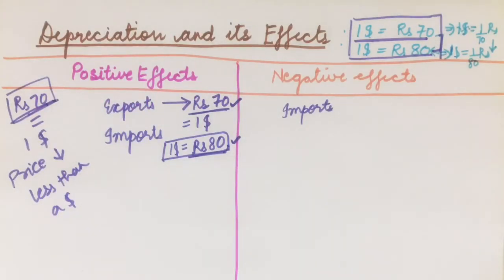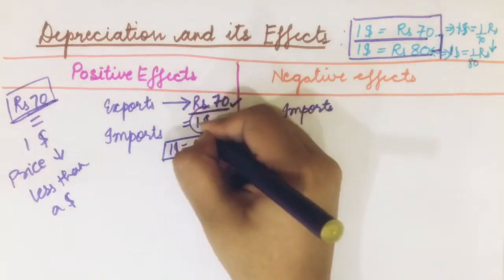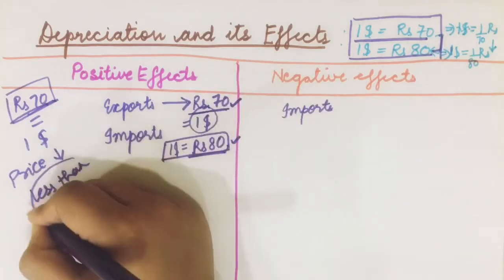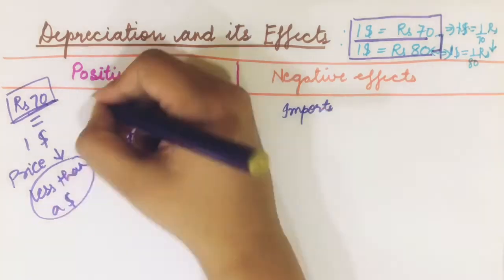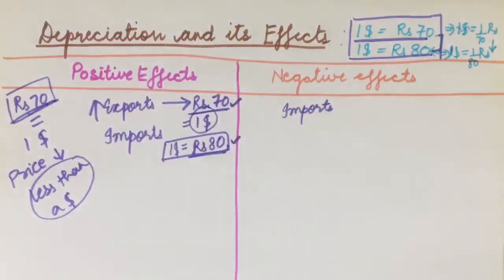This is because the value of the rupee has gone down. So in a way, it is now more lucrative for foreigners to purchase your goods, because earlier the good which was costing them $1 is now costing them just less than $1. So what happens when the price of anything goes down? The quantity of that goes up. So my exports are going up.